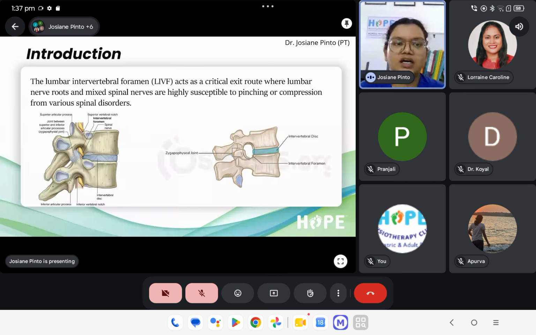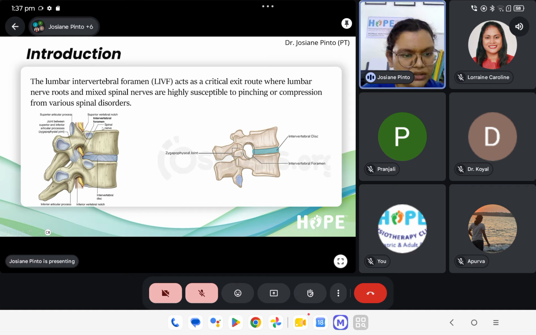So, introduction. The lumbar intervertebral foramen (LIDF) acts as a critical exit route where lumbar nerve roots and mixed spinal nerves are highly susceptible to pinching or compression from various spinal disorders. So think of it as a door hinge, and think of something going through a door hinge.